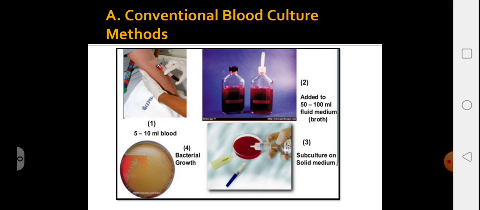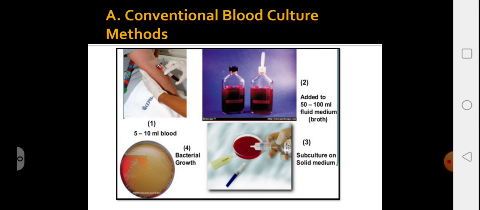So once you draw the blood, you inoculate it into the brain heart infusion broth. You incubate at 37 degrees centigrade for 12 hours. Then you remove the bottle and you draw the blood with a syringe, inoculate it into solid media, that is blood agar and MacConkey agar, and streak this blood onto the plate, and then incubate it at 37 degrees centigrade to look for the growth next day.